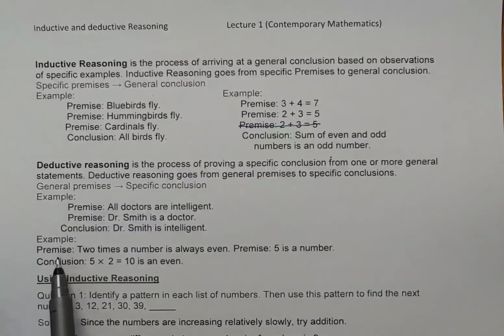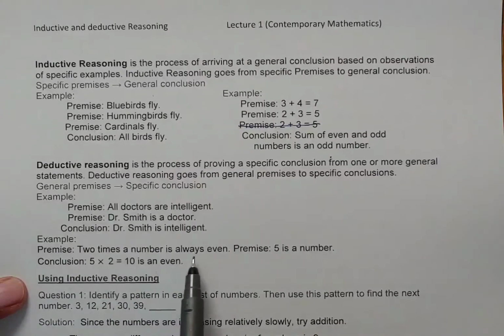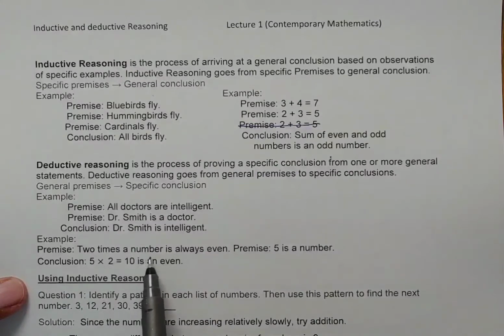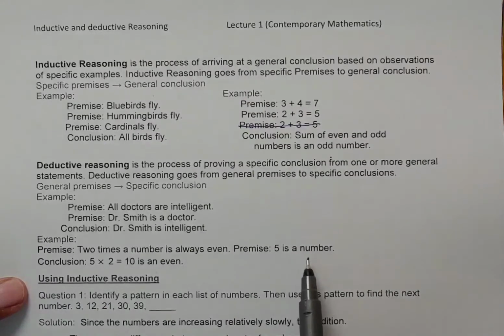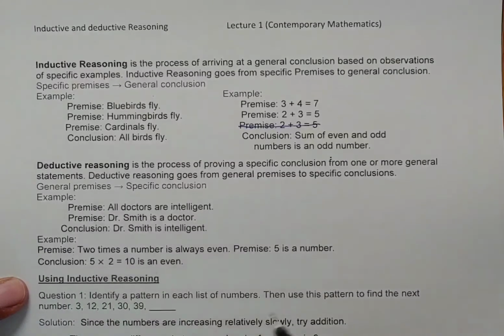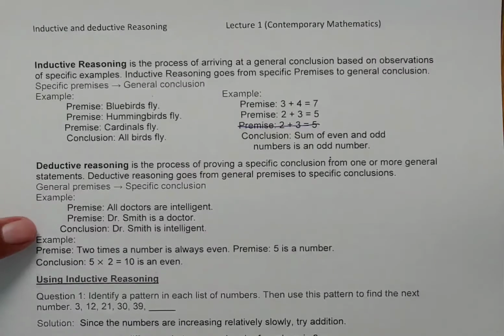Another example: the premise is 2 times a number is always even. So this is for all numbers in general, 2 times any number is an even number. Another premise is 5 is a number, and the conclusion is 5 times 2 equals 10 is an even number. So this goes from general premise to specific conclusion. This type of reasoning is deductive reasoning, going from general to specific.